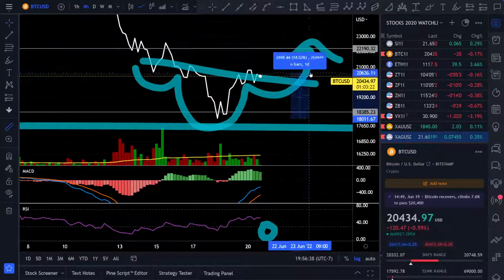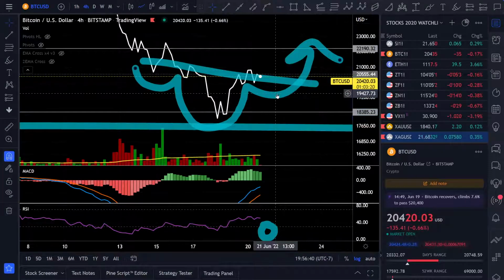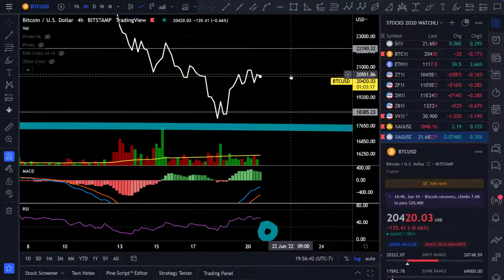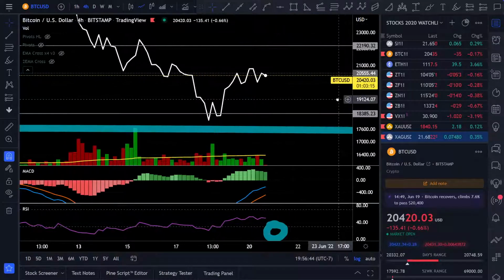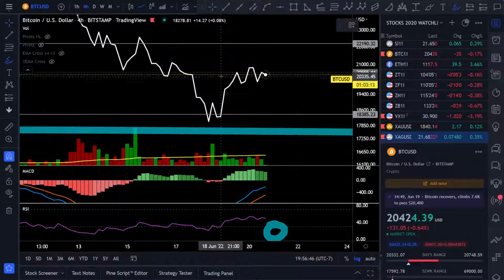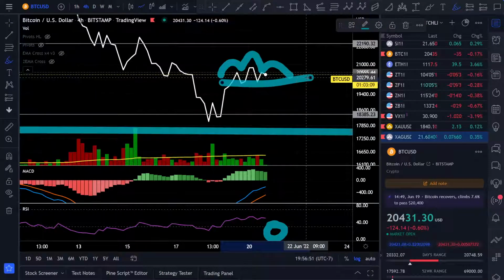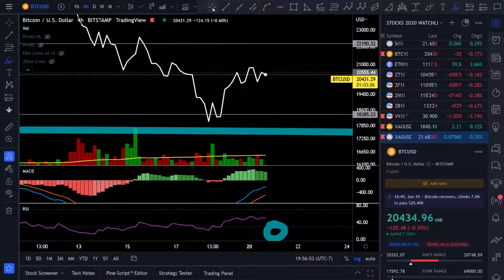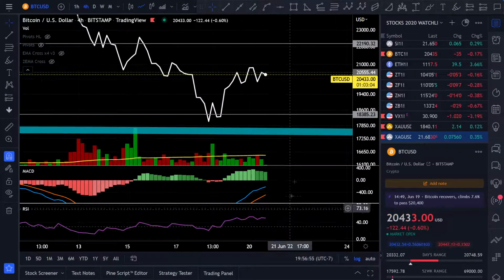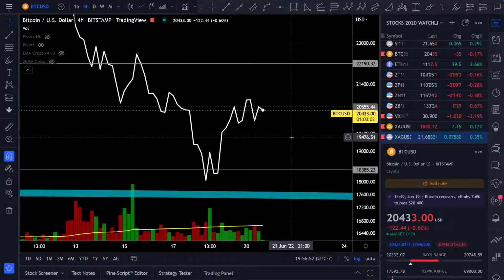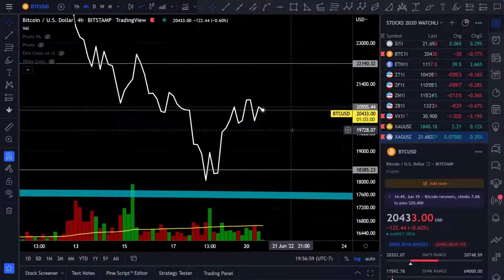There's a double bottom here, but we need to break above where? 21K for that to happen. So if you zoom in, there's actually a small head and shoulders, right? So the market is fighting right now. The market is fighting for direction. Okay, that's why crypto's tricky right now.